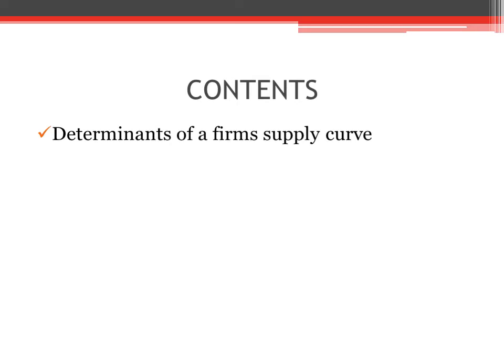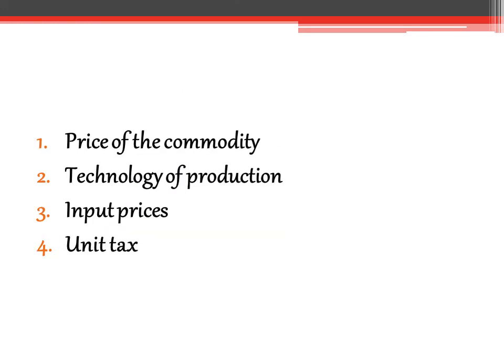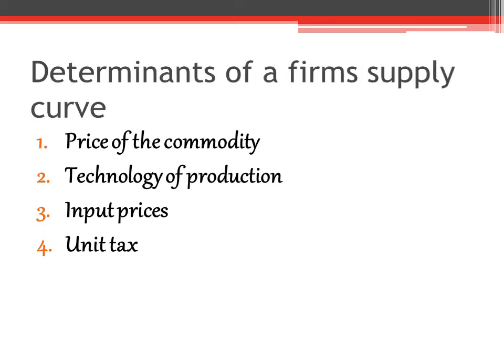Today we're going to discuss the determinants of a firm's supply curve, then what is meant by supply function, what is the law of supply, then the supply function equation, and finally what is an individual supply schedule. The very first topic is determinants of a firm's supply curve. These are the four determinants of a firm's supply curve: price of commodity, technology of production, input prices, and unit tax. We will discuss them in detail.